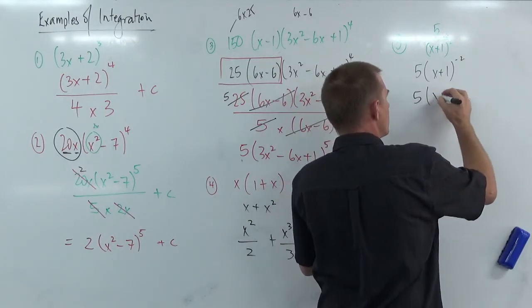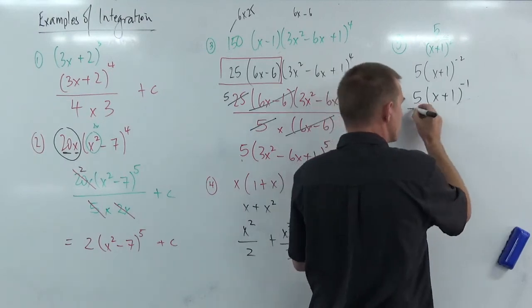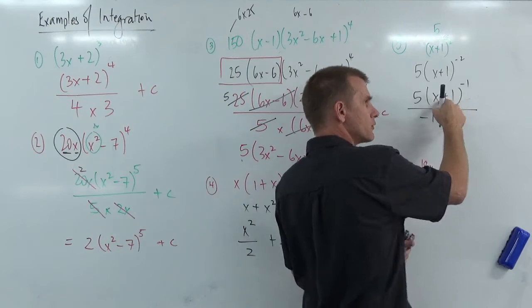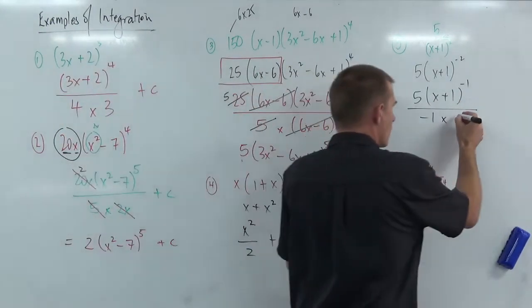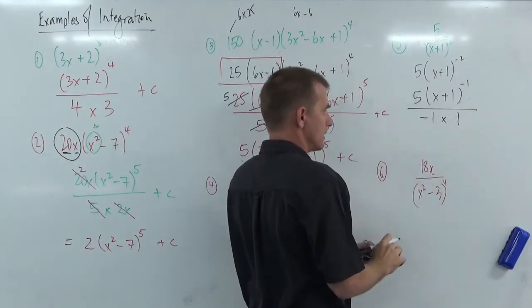So we've got 5 x plus 1 to the minus 1. Divide by the new power and divide by the derivative of the inside. But in this case, it's just 1. I'm going to write 1 so that you don't forget about that part. It doesn't have any effect here.